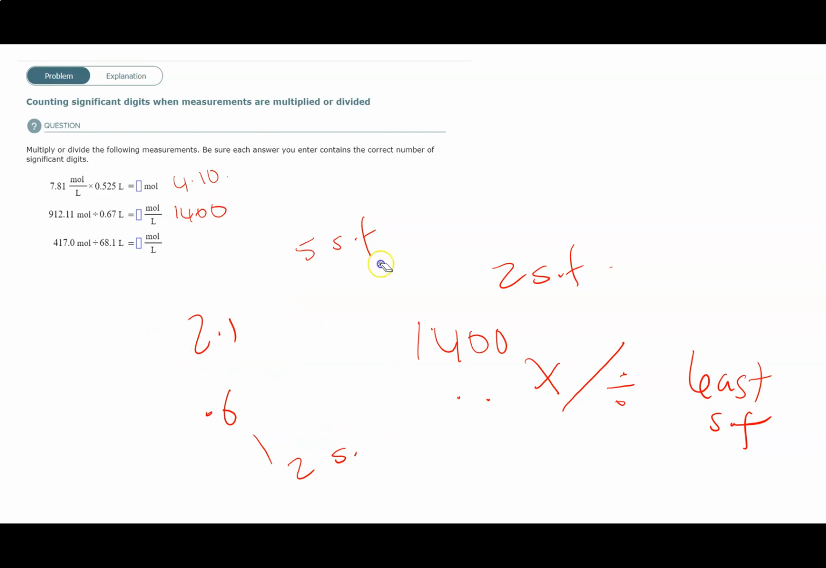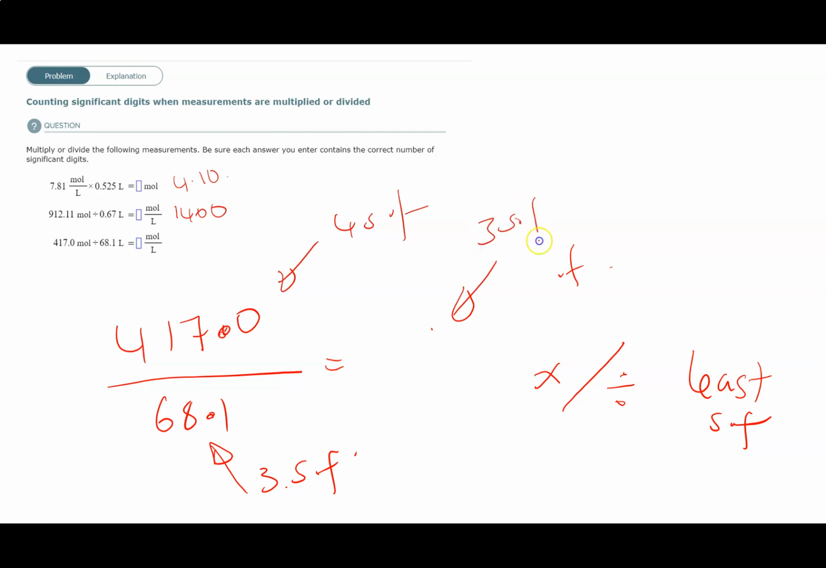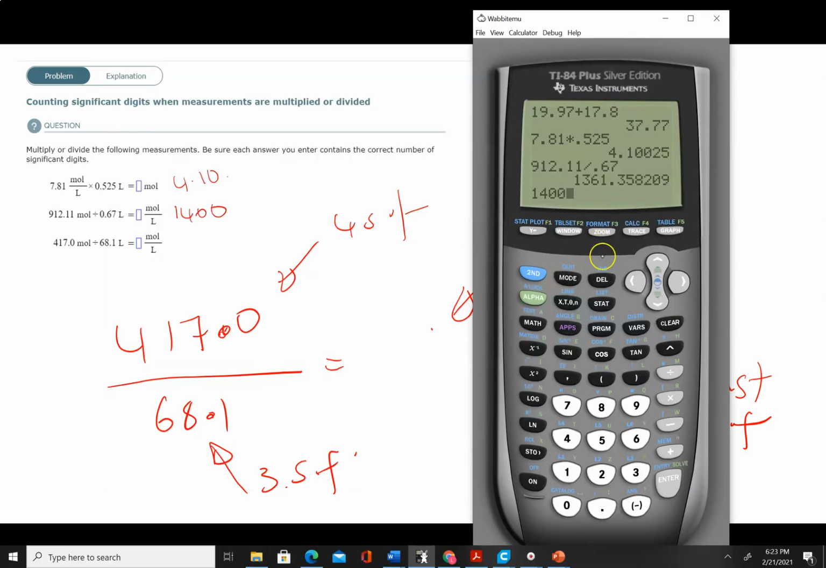Division again. 417 divided by 68.1. So the first number there is going to have 4 sig figs, 417.0, because trailing zeros count if your number's got a decimal point. And then our second number, 68.1, it's only got non-zero numbers, so that's 3 significant figures. So 3 is smaller than 4, so my answer is going to have 3 sig figs. All right, easy. Let's give it a go.